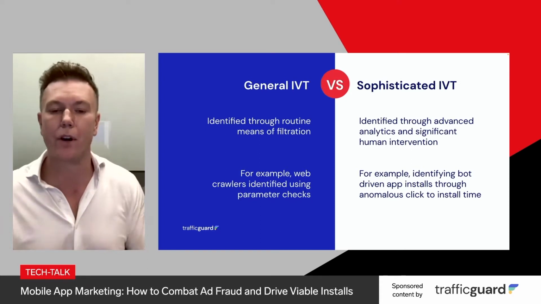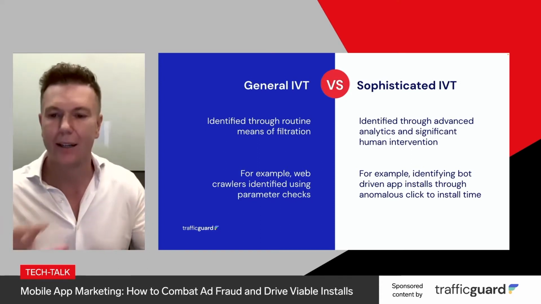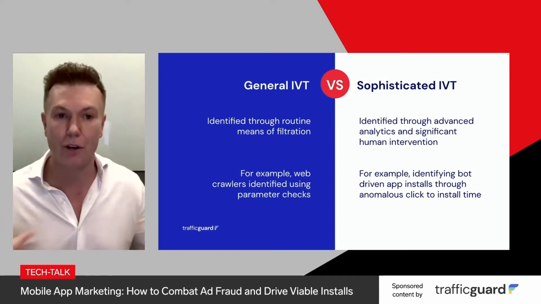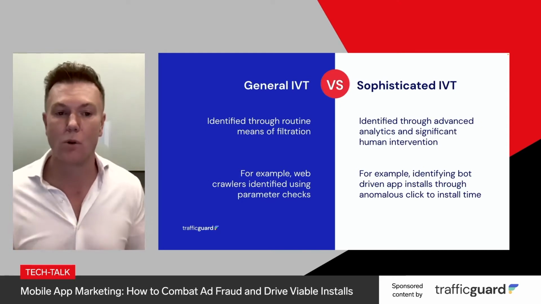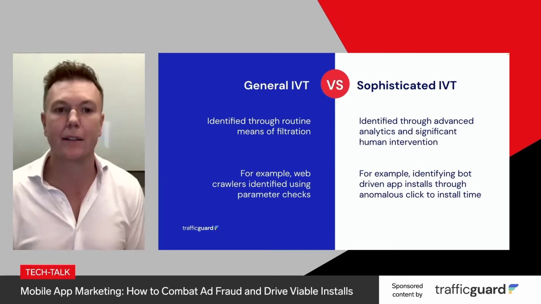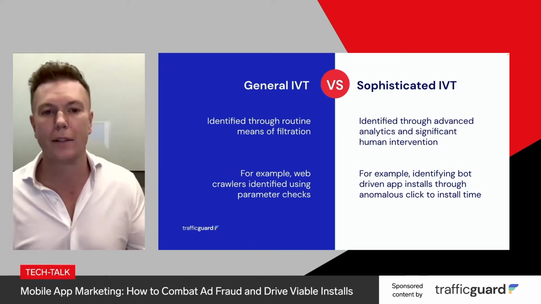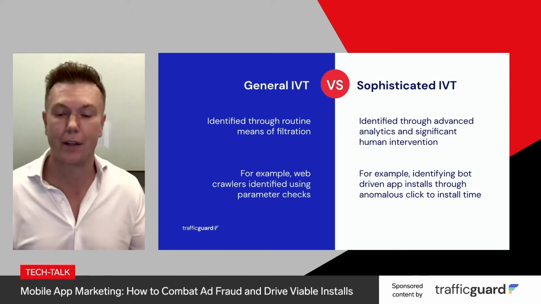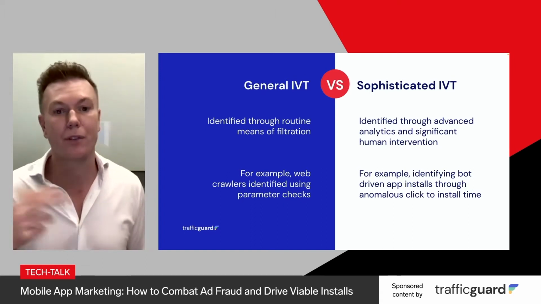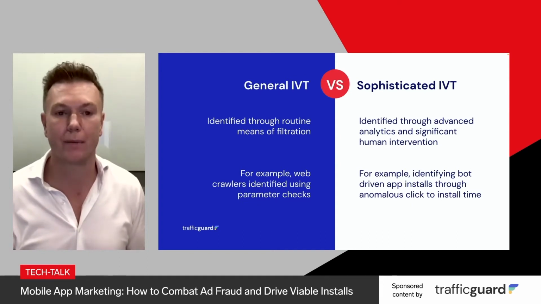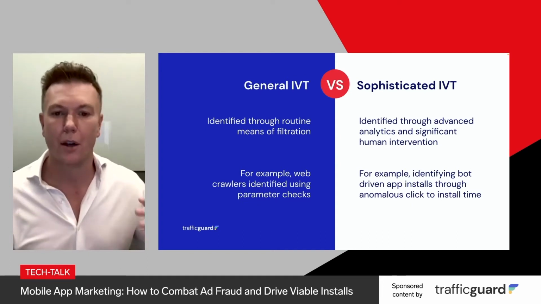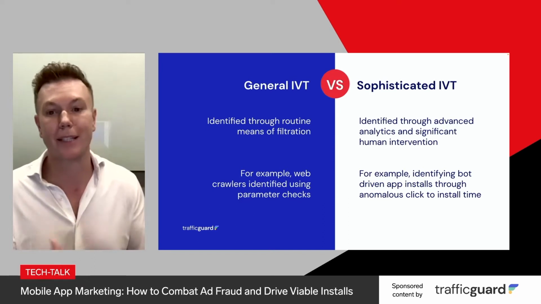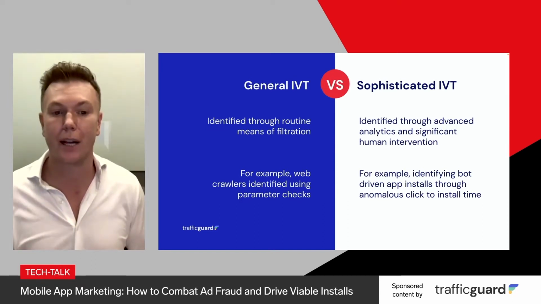Looking a little bit further, there are 2 basic kinds of ad fraud in your advertising traffic. And most of the time, they are completely undetected. On the one hand, we have general invalid traffic. And on the other hand, we have sophisticated invalid traffic. Now, as the word suggests, general invalid traffic is a little bit easier to find than sophisticated invalid traffic.